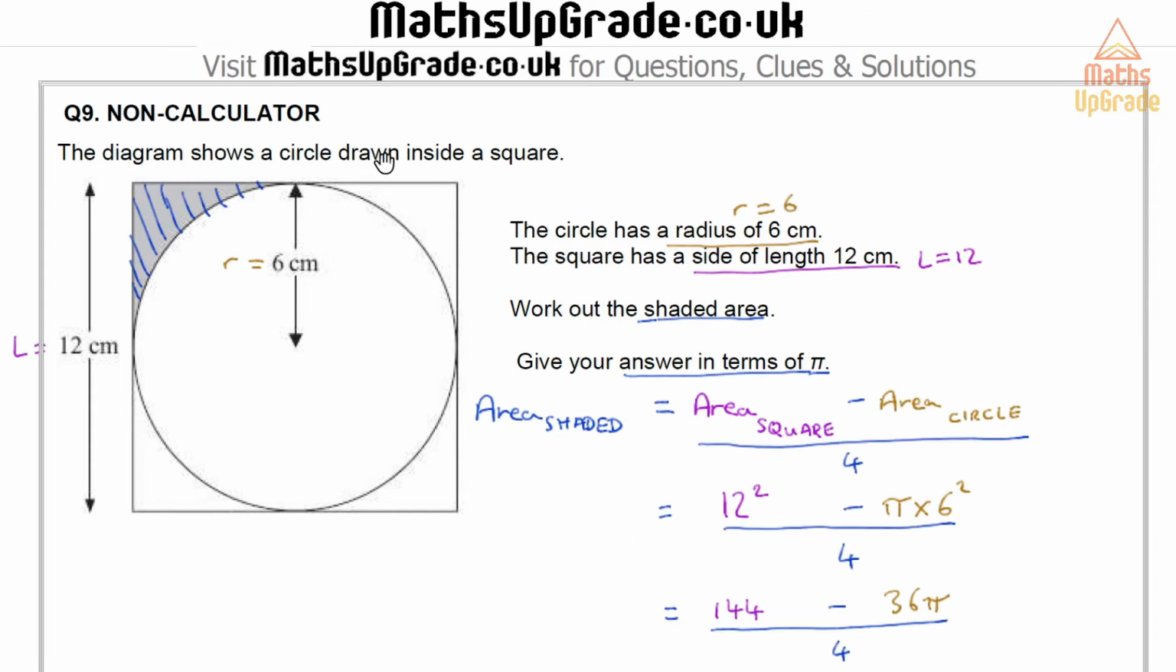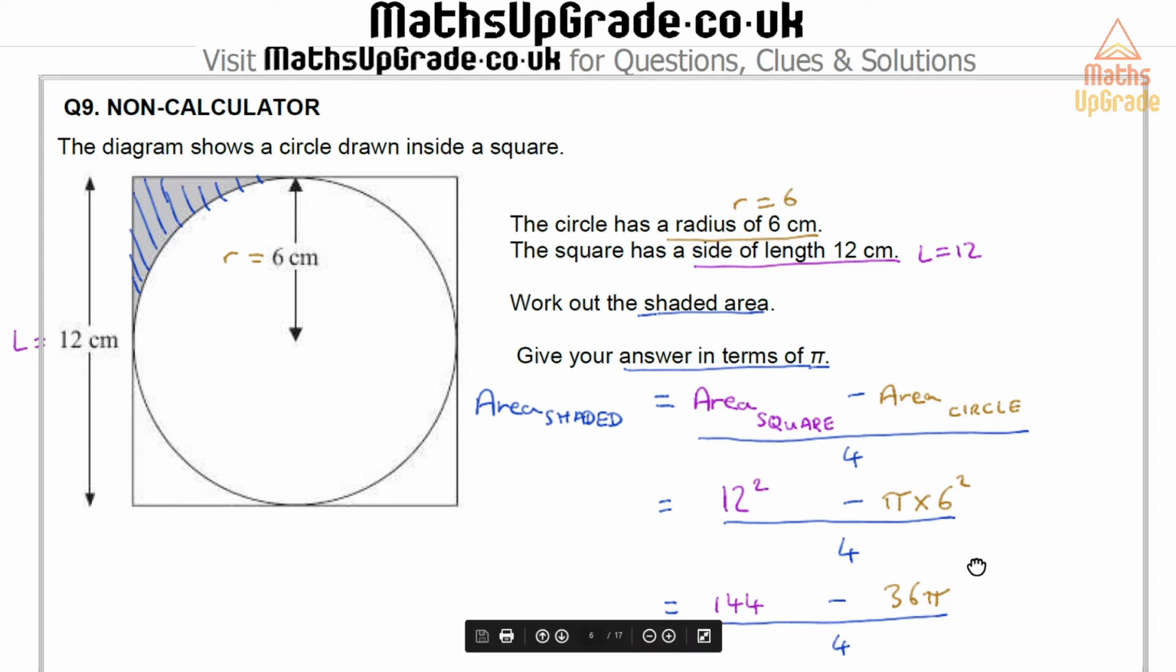Okay, so let's find the area of the square. Well, that's going to be 12 squared. 12 times 12, which is 144. The area of the circle is going to be pi r squared. Pi times 6 squared, which is 36 pi. Okay, so when I subtract those two, 144 subtract 36 pi, I'm left with the area of this corner, this corner, this corner, and this corner.